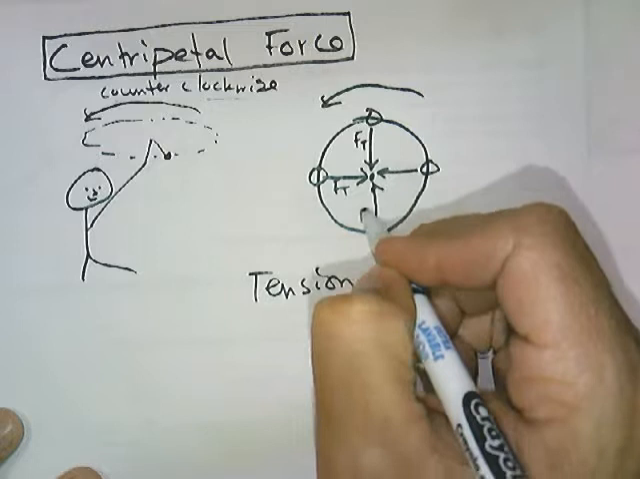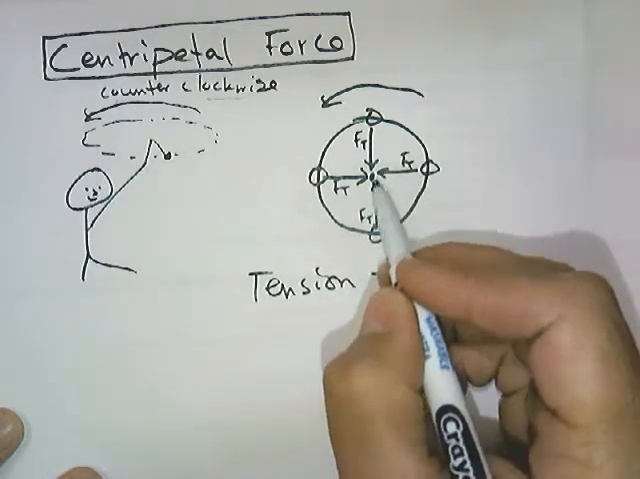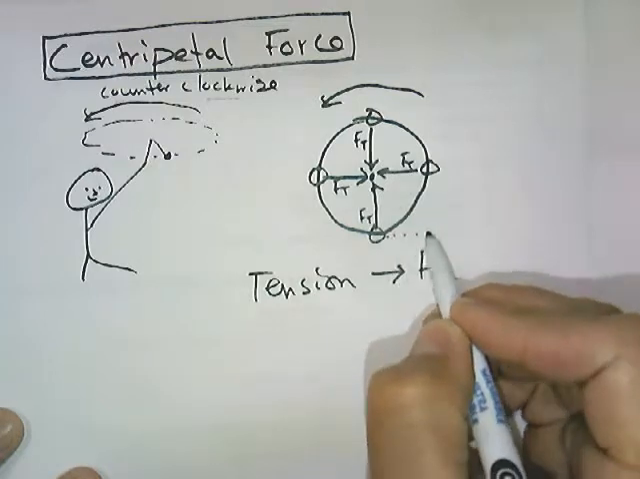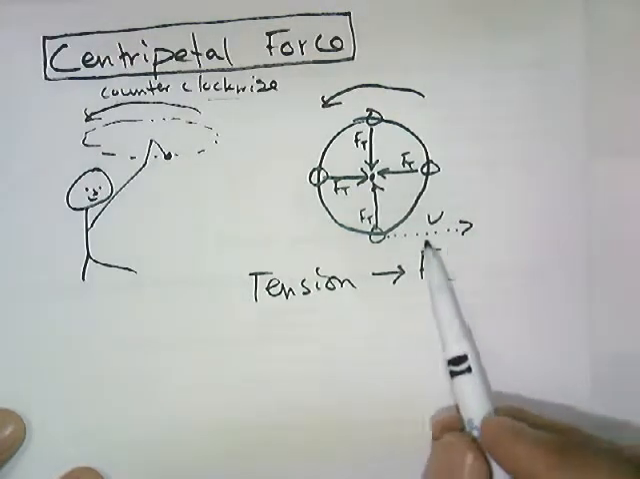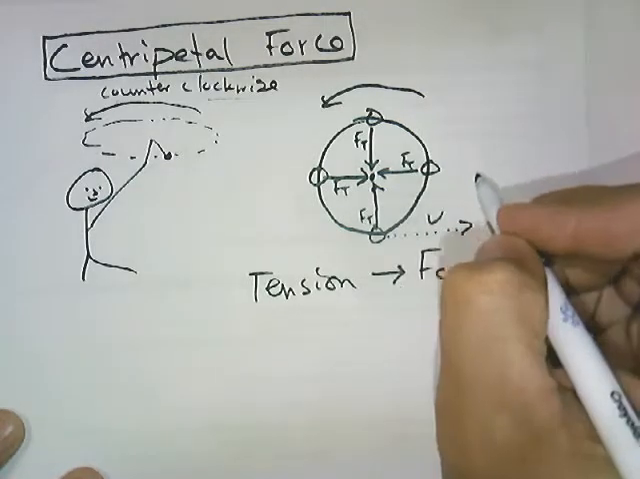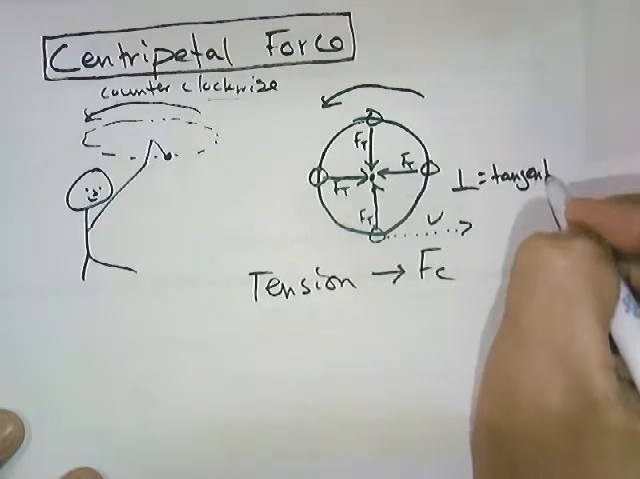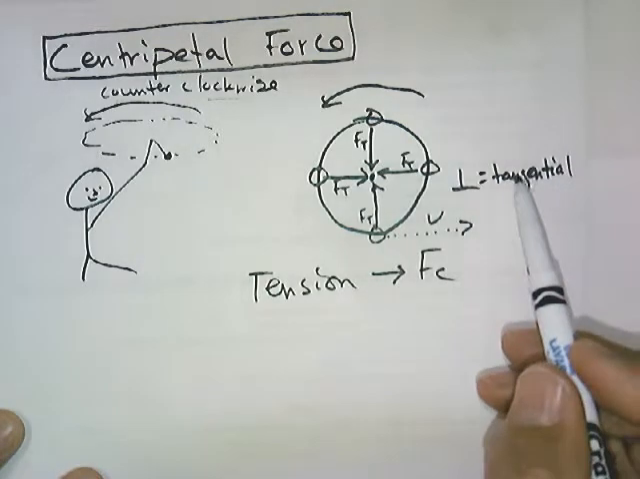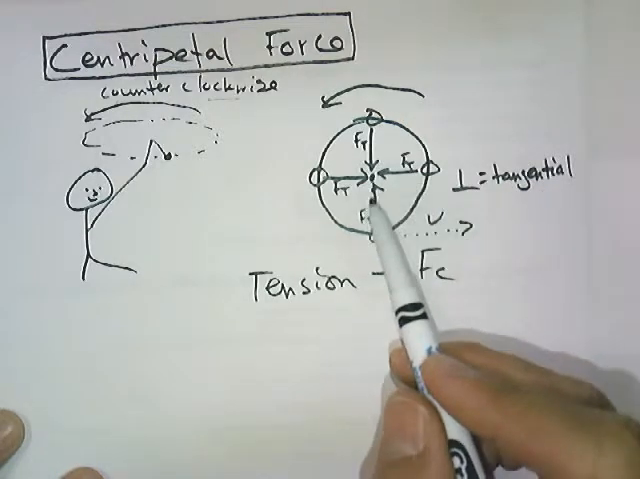If this were to break or let go at this point right here, that Nerf ball would just keep on traveling in a straight line, because that's the direction of its velocity. That's the direction it's traveling. And we're going to start using this term: it's perpendicular, but generally it's referred to as tangential. So it's tangent to the net force here.